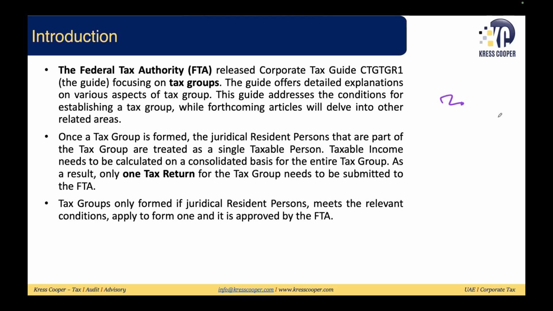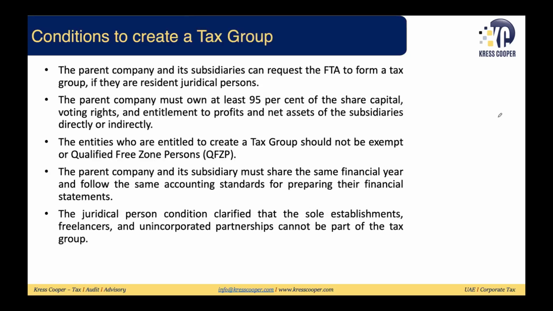Once the tax group is set up, the group will be able to submit only one tax return, and the rest of the members will be jointly and severally liable for the corporate tax responsibilities. Administrative work will come down for sure, because every entity will not be required to submit a return. Only one return will be submitted. And there are some conditions to this.